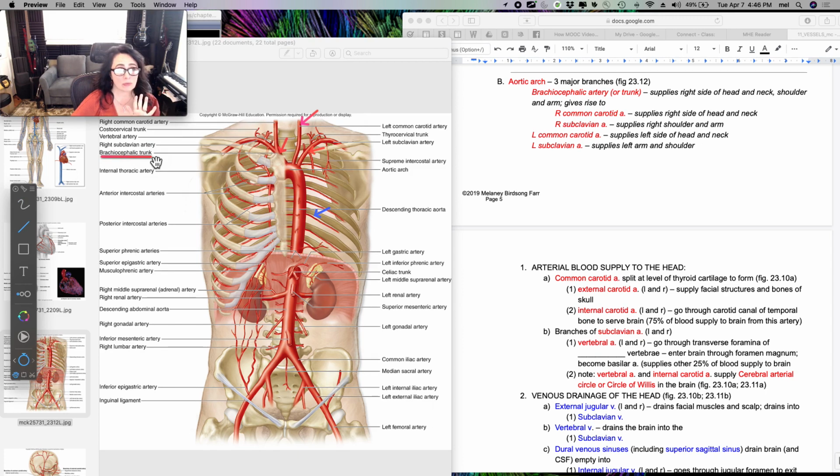So this vessel right here is called the Brachiocephalic Trunk, or sometimes just the Brachiocephalic Artery, and you really only have one on the right side because you didn't need one on the left side because you were already over there. And it's called brachiocephalic because it's going to give blood to the right arm, brachio, and head, cephalic, so brachiocephalic trunk, okay?